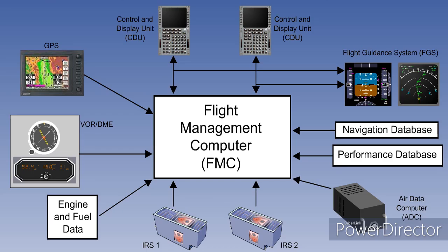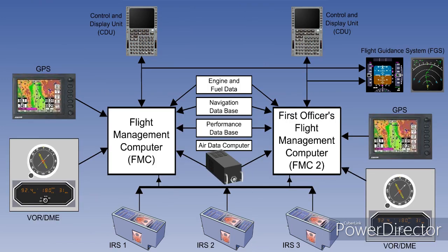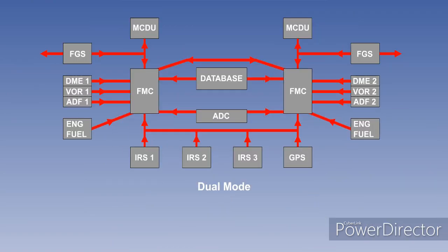We said earlier that an FMS may be structured to have either one flight management computer or 2. On those systems that have 2, there are reversionary modes. Here is the system in its normal configuration. This is called dual mode.